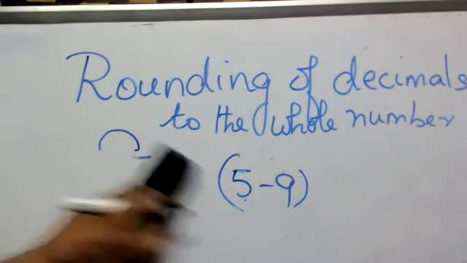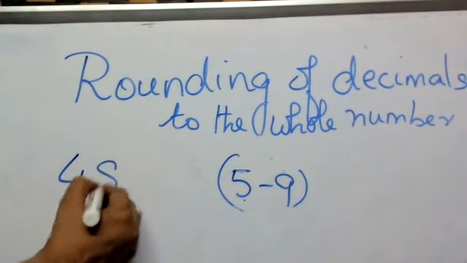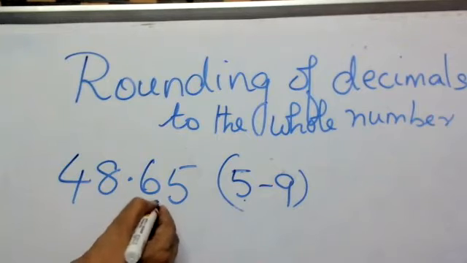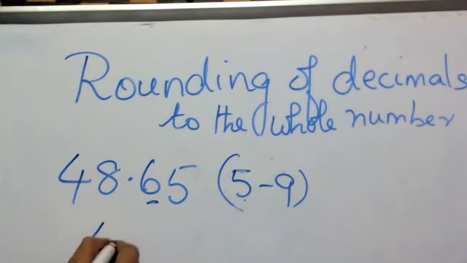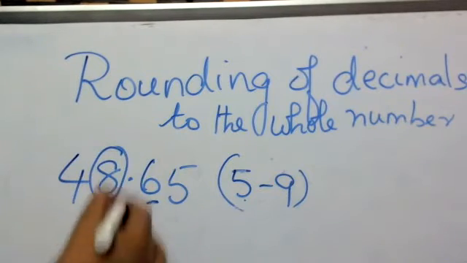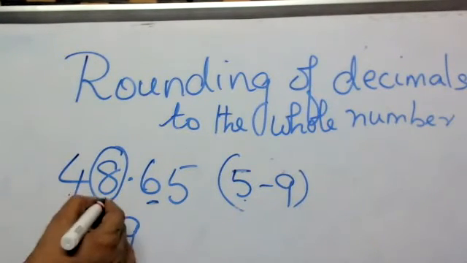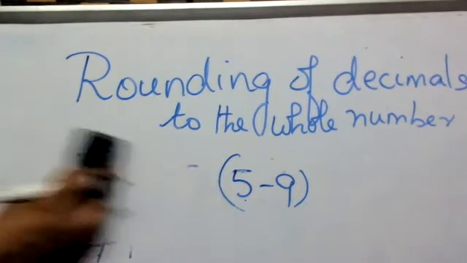Understood, children? Okay. One more number we will take. 48.65. So check the tens place. So what will be the whole number? 4, and this we will add 1. So it will be 49. 48.65 will be written as 49.